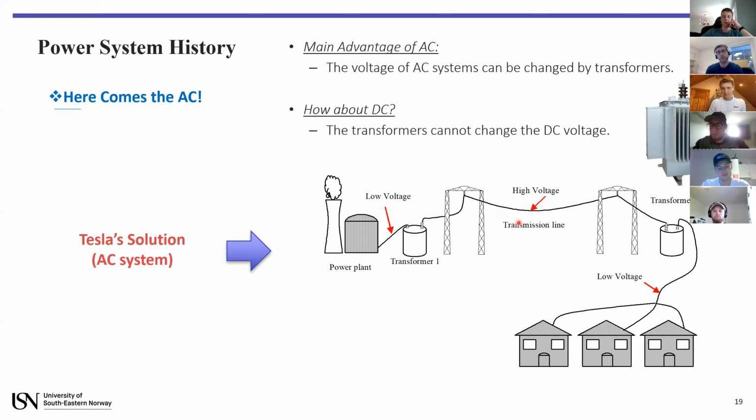Could you say why we can decrease the loss with high voltage? Which variables are in the expression of the loss in the transmission line, for example in a resistor, in the simple case? Can you hear me? Yes. By increasing the voltage, you reduce the current, and the current is a part of the equation.